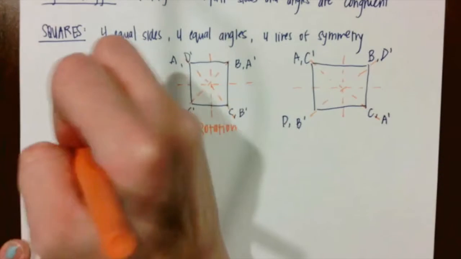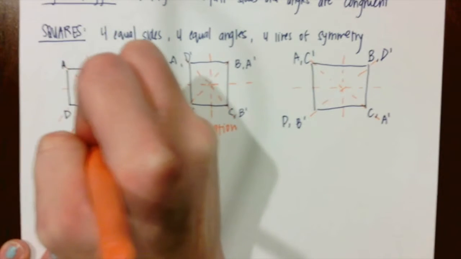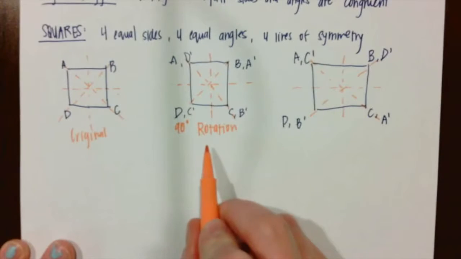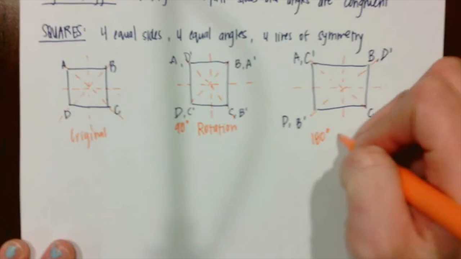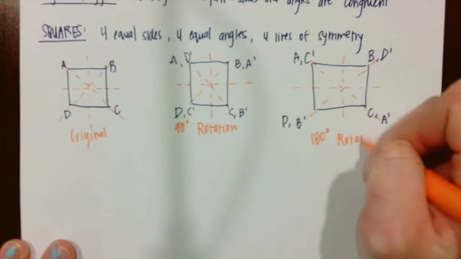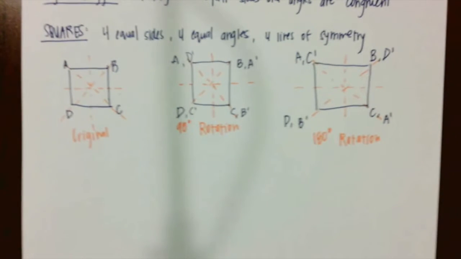So here's our original. This is what happens to a square with a 90-degree rotation, and this is what happens to a square with a 180-degree rotation. Now let's take a look at rectangles.